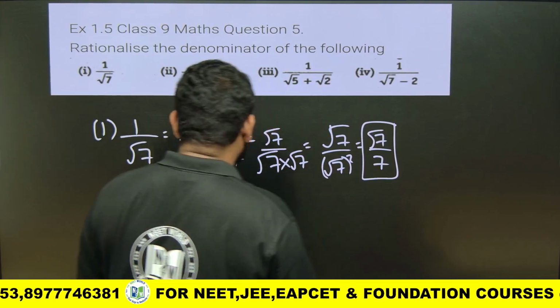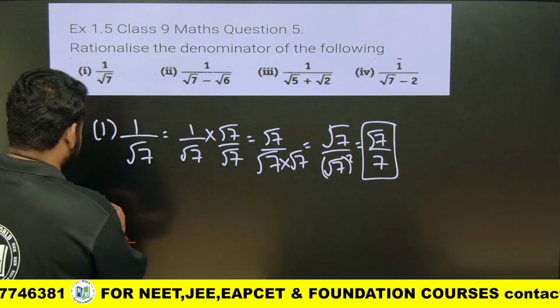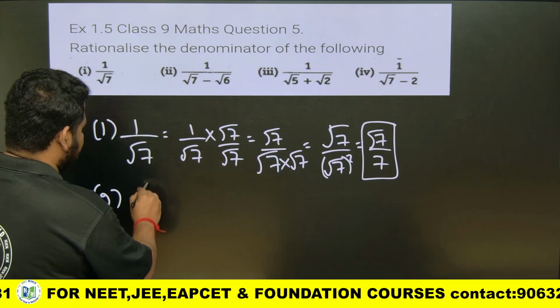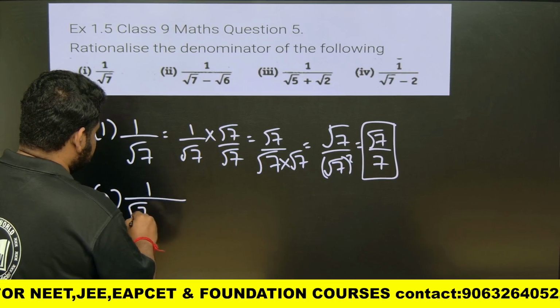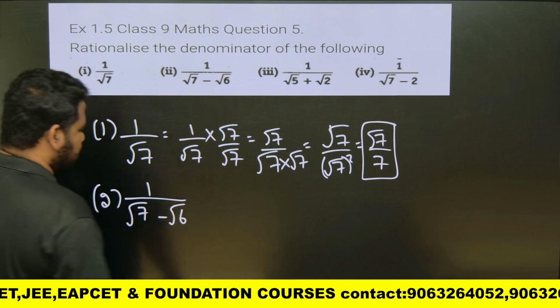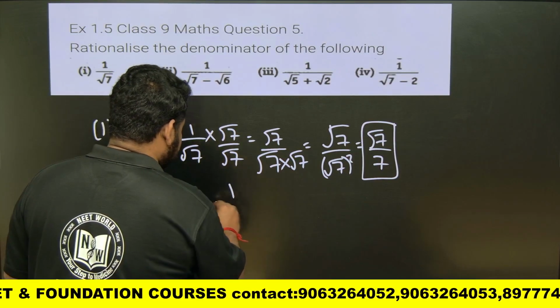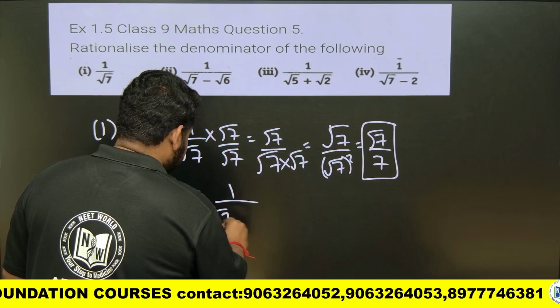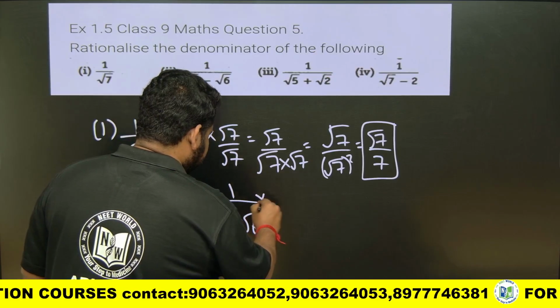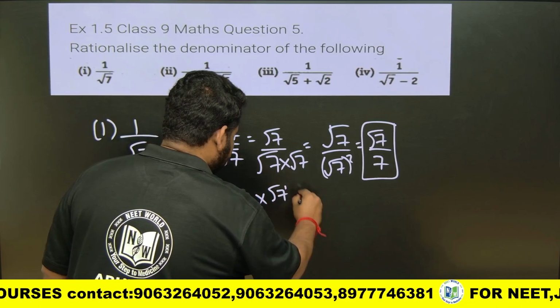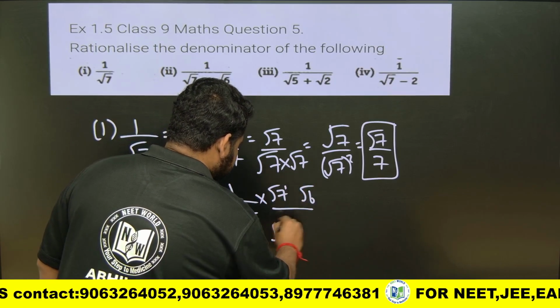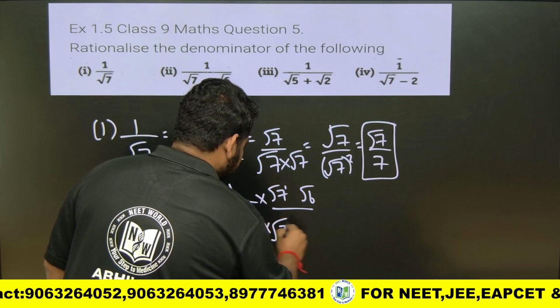Now let us move to the second question, friends. The second question is 1 by root 7 minus root 6. For this, what do I have to do? I should write it as it is, root 7 minus root 6. I have to multiply by root 7, here I will write root 6, and here root 7, root 6.